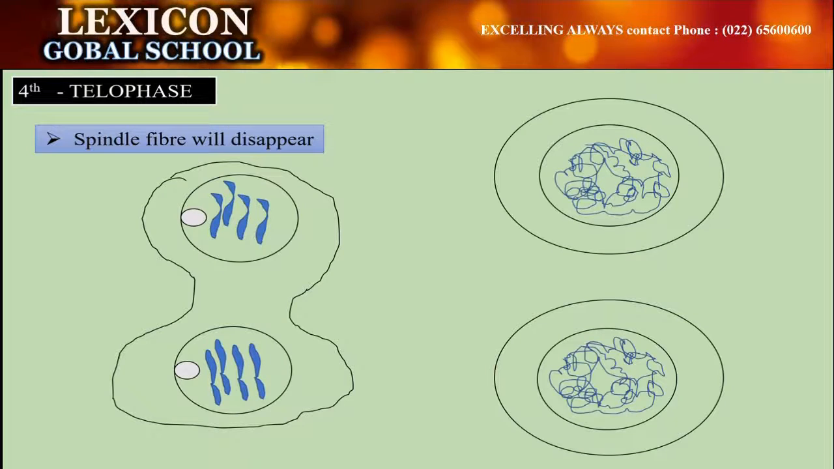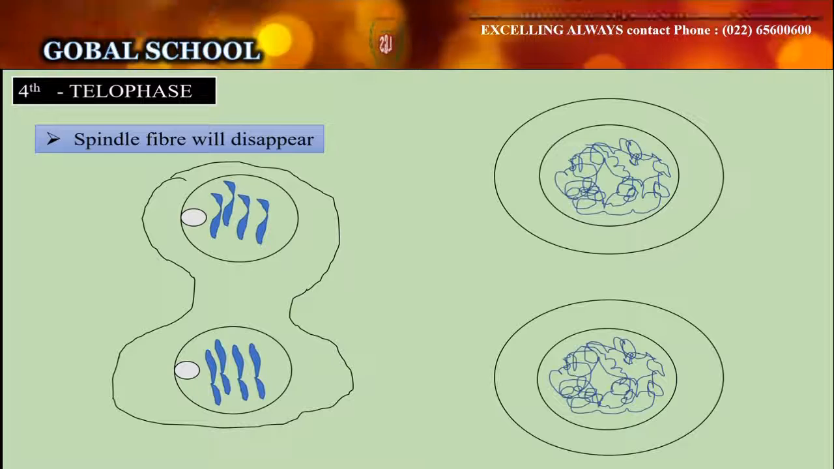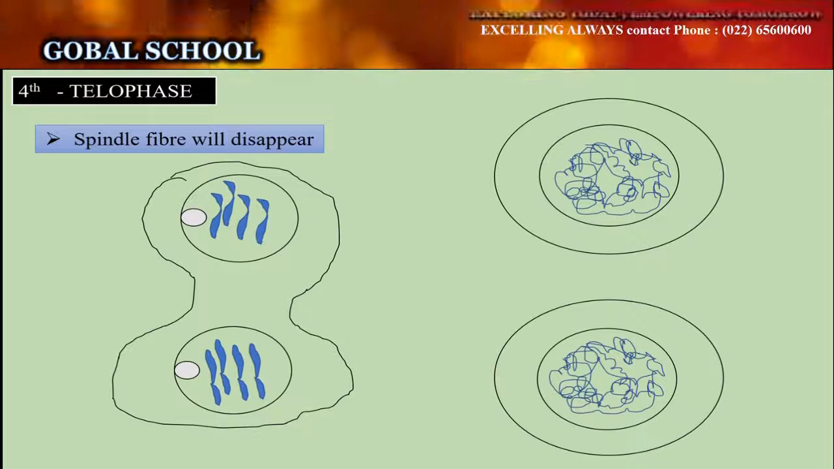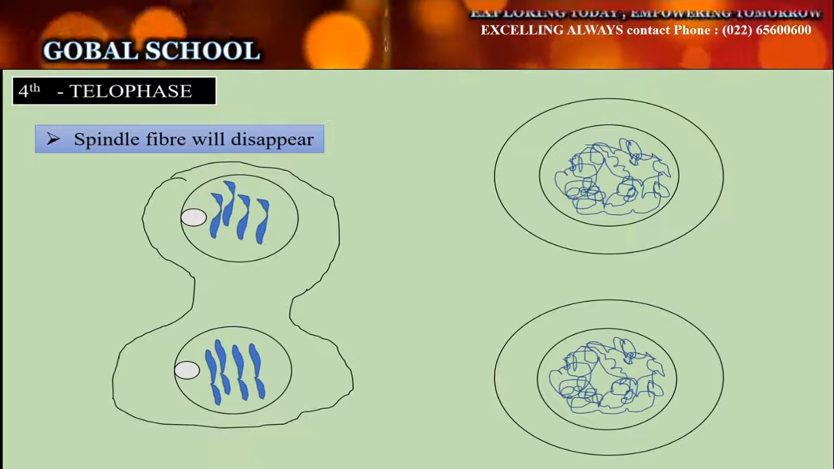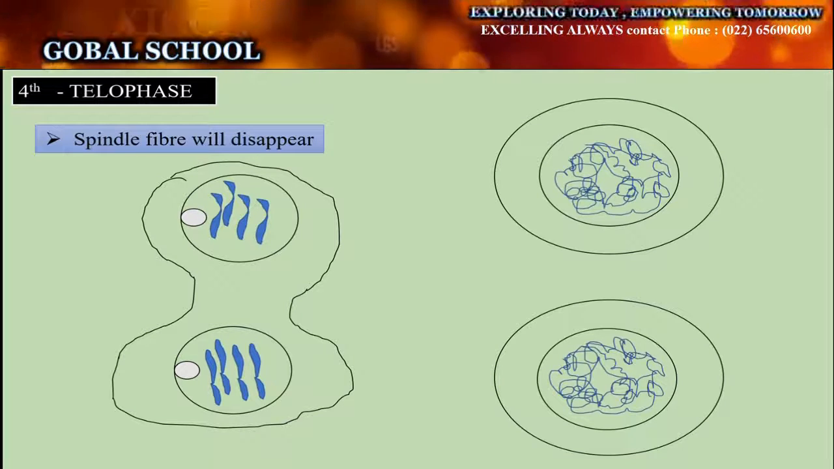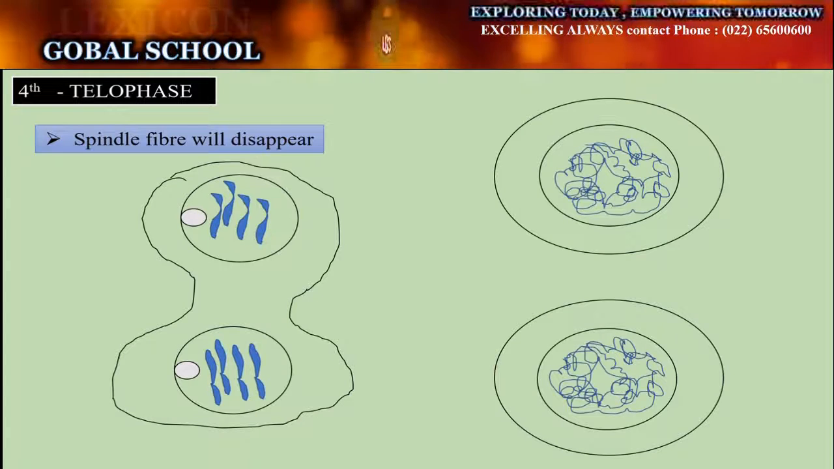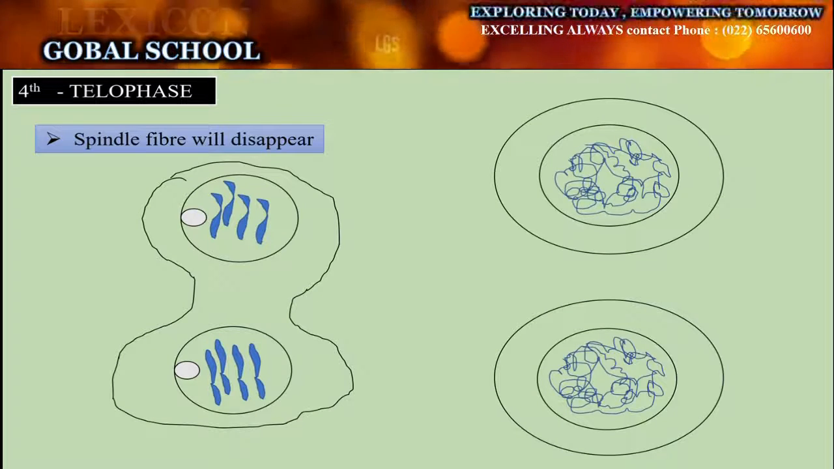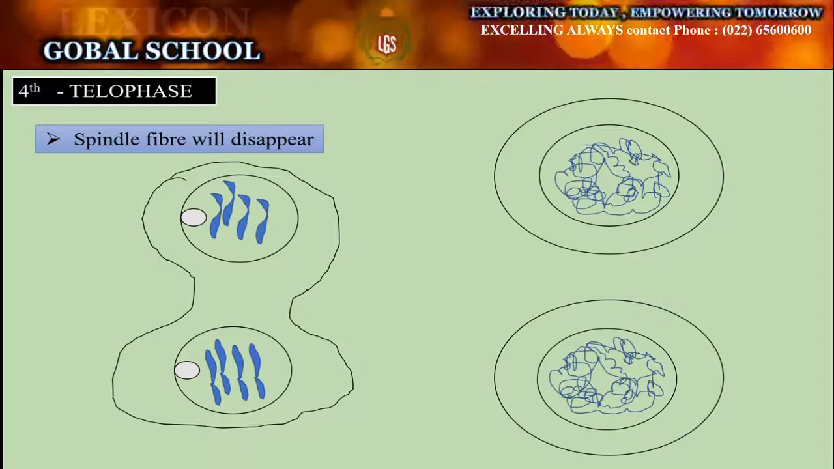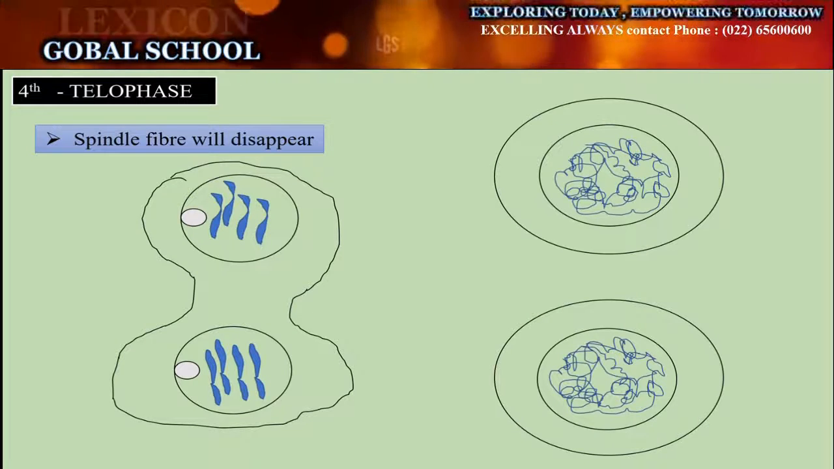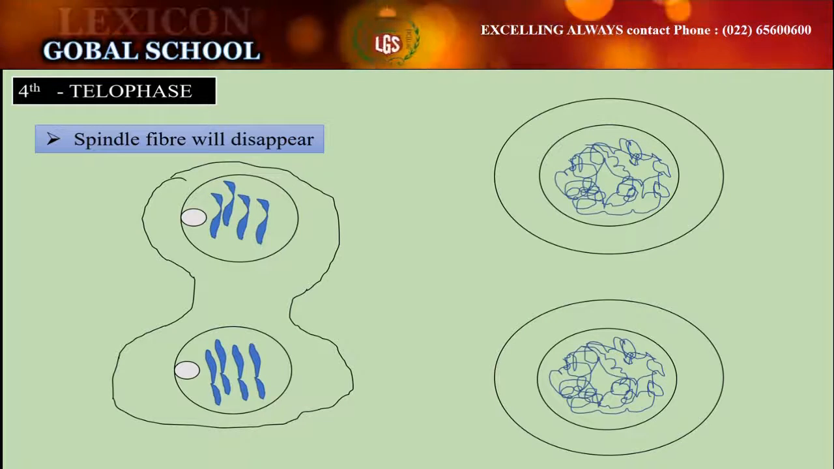Let me explain once again what happens in prophase. In prophase, the nuclear membrane and the nucleolus disappear, and chromatin fiber condenses to form chromosomes. Once the chromosomes have been formed, they enter metaphase. In metaphase, spindle-shaped fibers appear and the chromosomes are placed at the center. That is the equatorial plane.